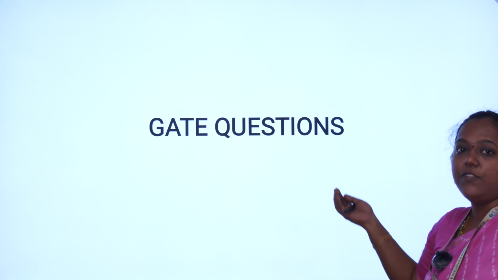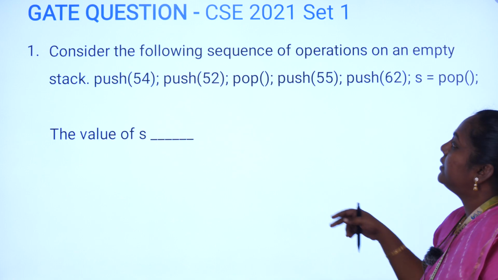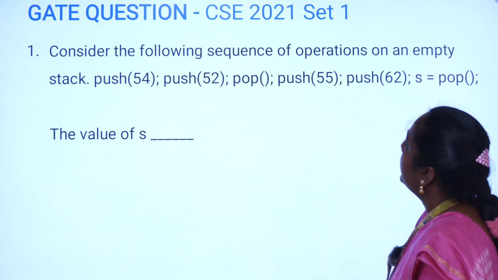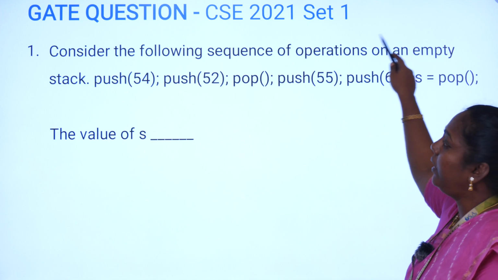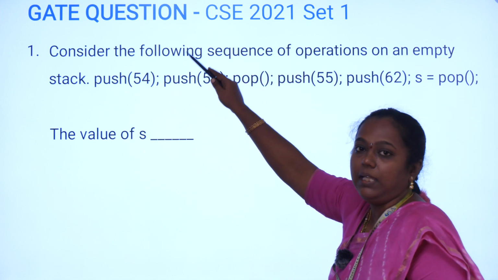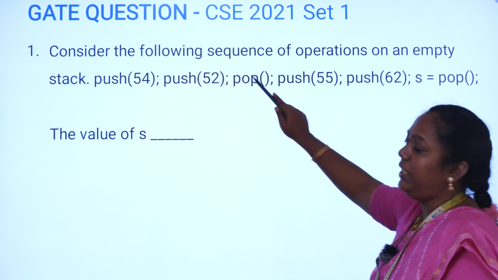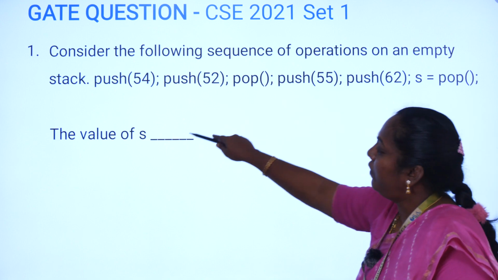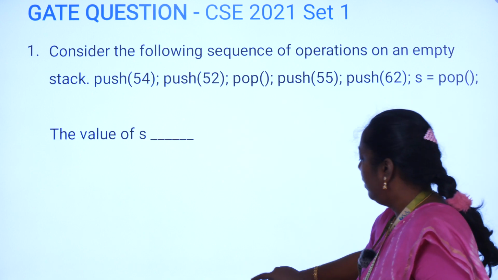So let's discuss a few questions related to stacks. Look at this example. Consider the following sequence. A sequence will be given and the inputs will also be given. As I already said, push is nothing but insertion, pop is nothing but deletion. So at the end, after performing these operations, what will be the value of S? So we will try.